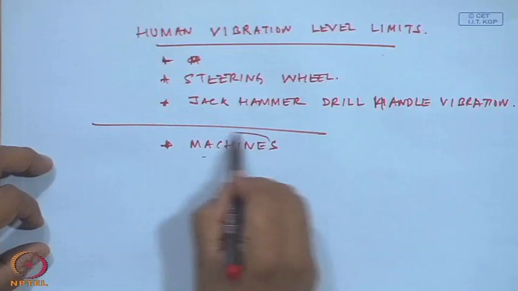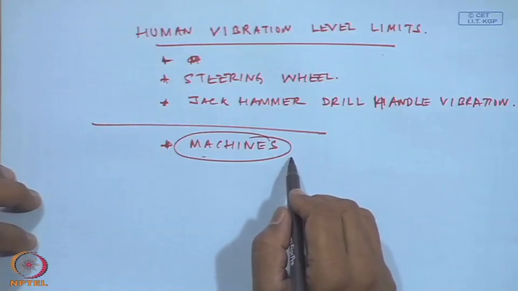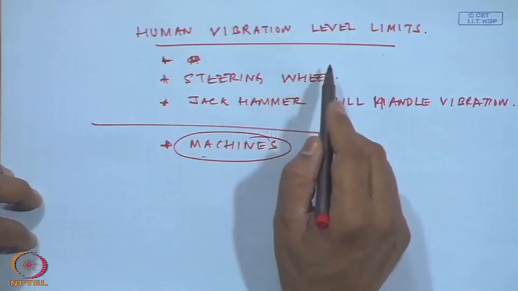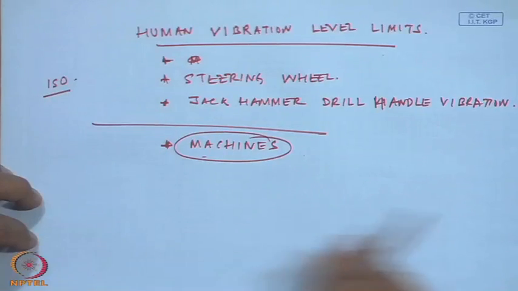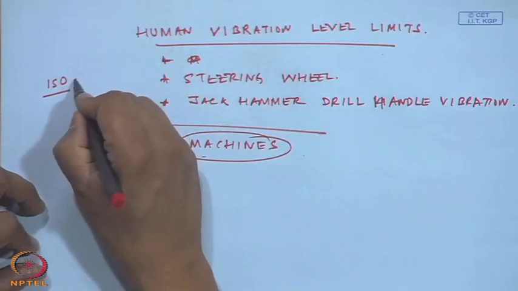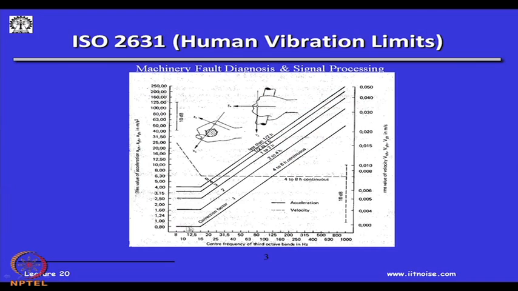For machines, we had some clue of a standard which says, depending on the power of the machine, what the permissible limits of the vibration level are. Similarly, for human vibration levels, there are ISO standards as to what the permissible level should be, and I thought I should mention this in this class. That is the ISO 2631 standard. If you look here, this is the permissible limit, ISO 2631 human vibration limits, subject to different frequency bands in 1/3 octave till about 1000 hertz on the x axis.